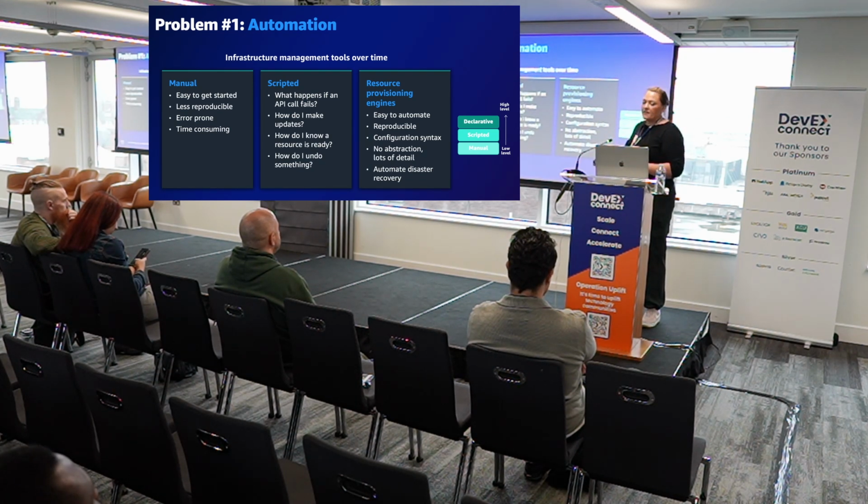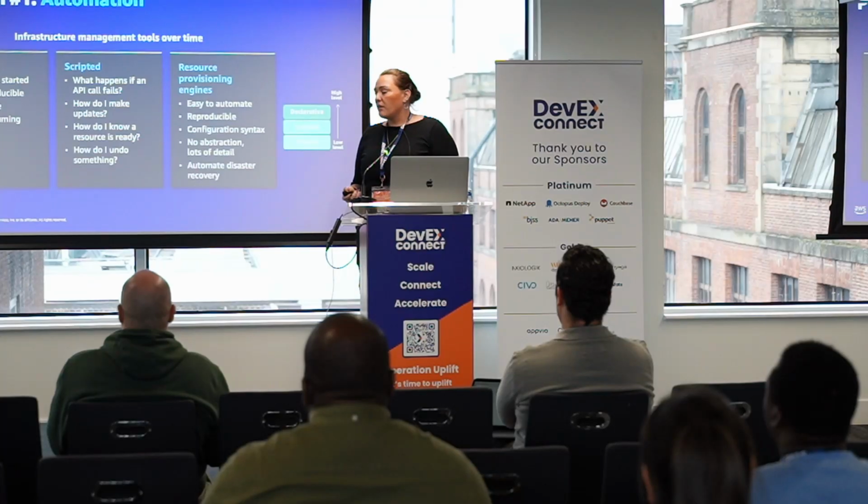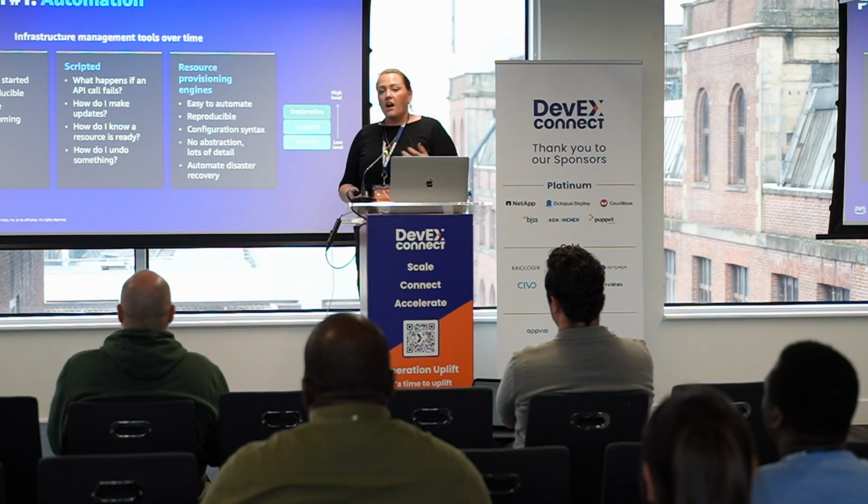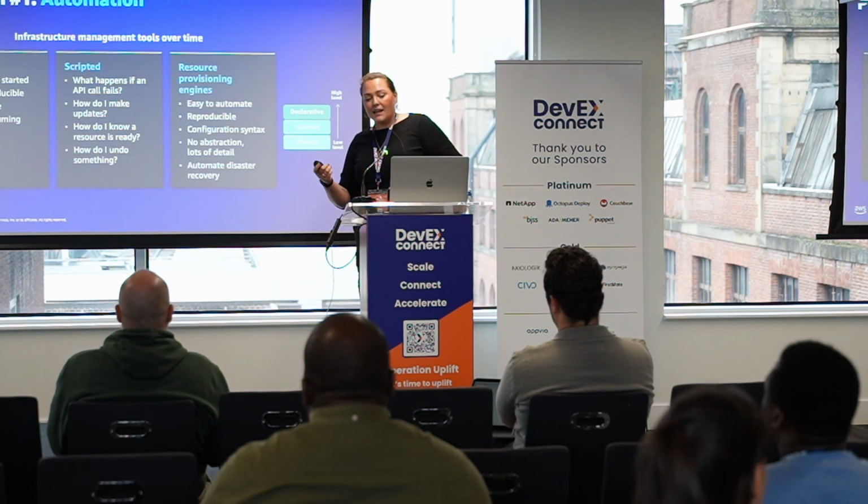So we moved to scripted, and this has been going on for quite a long time now. But there are problems with this too. If an API call fails, how do we know that it's working? How do you make updates? How do you roll things back?